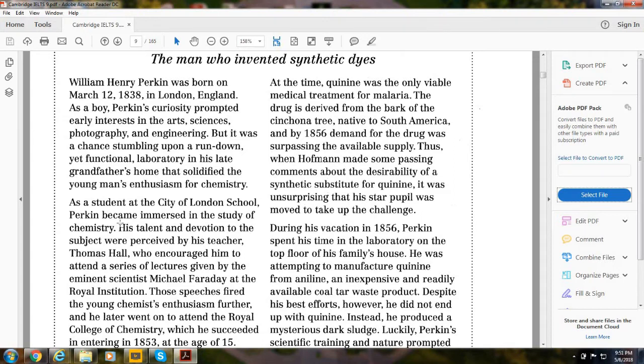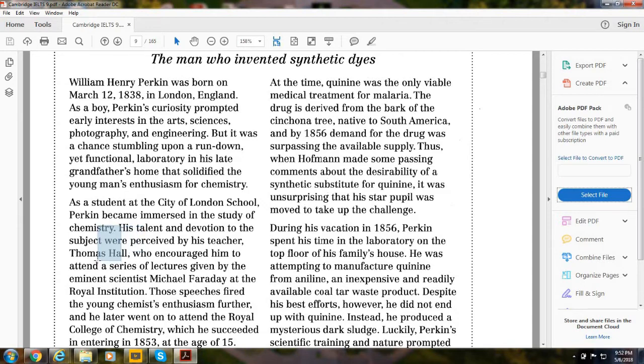Now, what actually is the problem? See this line: his talent and devotion to the subject were perceived by his teacher Thomas Hall. Whose talent? It's paraphrasing and synonyms paying off. Perkins' talent and devotion to the subject, and the subject means chemistry. Were perceived means recognized by his teacher Thomas Hall. So I was looking for Michael Faraday, and what we have got here is Thomas Hall.